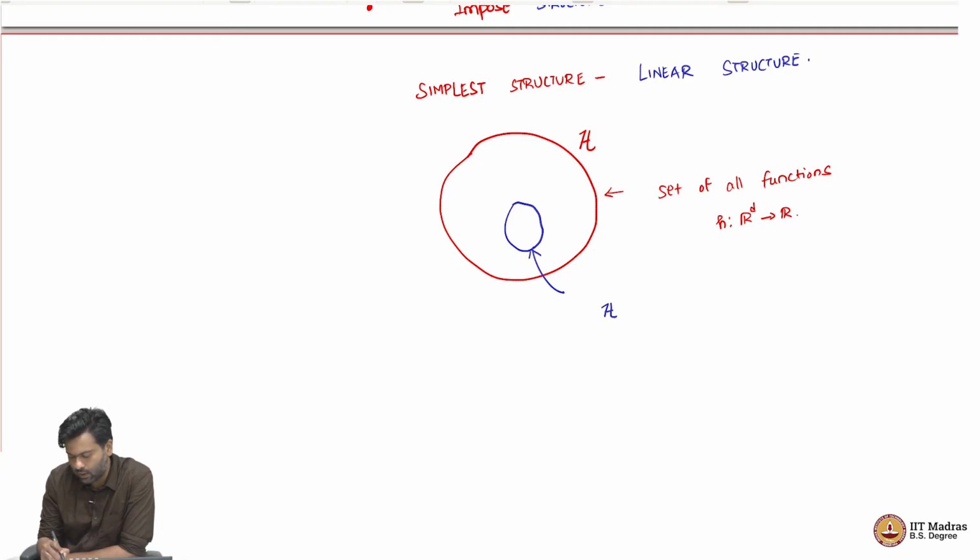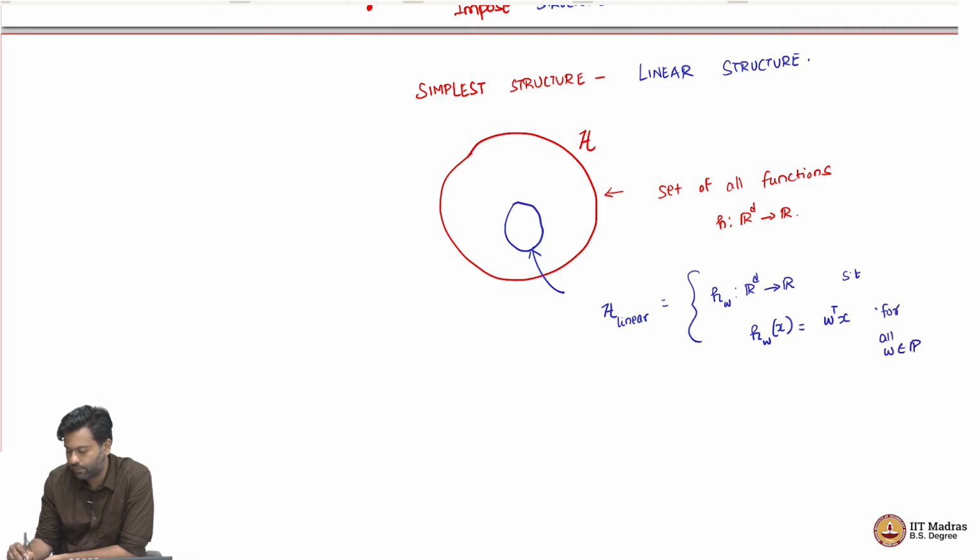This is the set we are going to call H linear, which is the set of functions H from R^d to R, but then this H I am going to think of as parameterized by some w, such that it is a linear function of the input. The simplest linear function could be of the form h_w(x), given an x, parameterized by w. So, this will look like w transpose x, for all w in R^d.